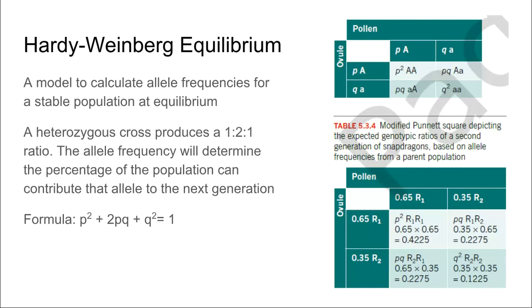The Hardy-Weinberg equilibrium is a model that we can use to calculate allele frequencies for a stable population at equilibrium. So from our genetic crosses, we know that a heterozygous cross produces a 1 to 2 to 1 ratio. And due to this, we have the following formula that allows us to calculate allele frequencies and the percentage of the population that can contribute that allele to the next generation. And that formula is p squared plus 2pq plus q squared equals 1. We can see that they've done this example on the right hand side here, and we're going to look at those in more detail.